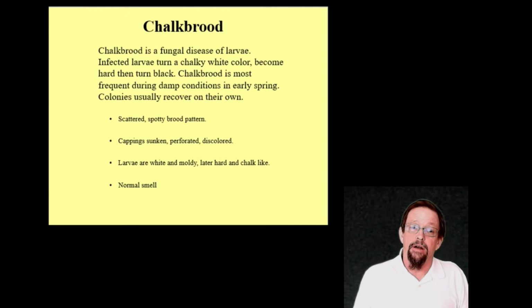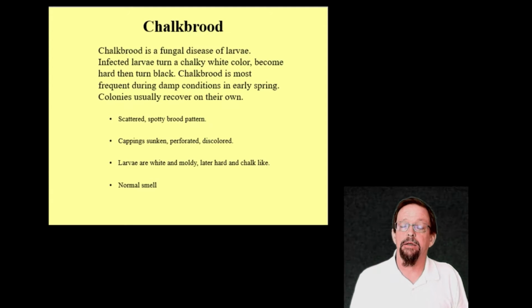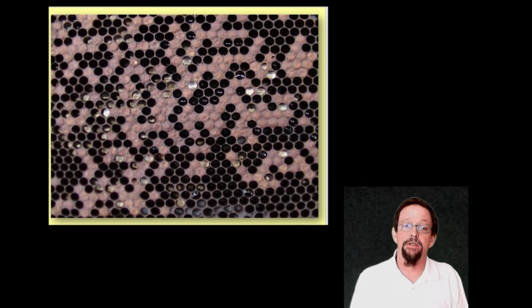Some of the signs are scattered spotty brood pattern, cappings sunk or perforated or discolored, larvae are white and moldy and later turn hard and chalk-like, but there is no foul smell. It's basically a normal smell. And this is a picture of a frame with chalk brood on it, and you can see a few of the cells, you can actually see the larvae are chalk white in it. And again, spotty brood pattern.